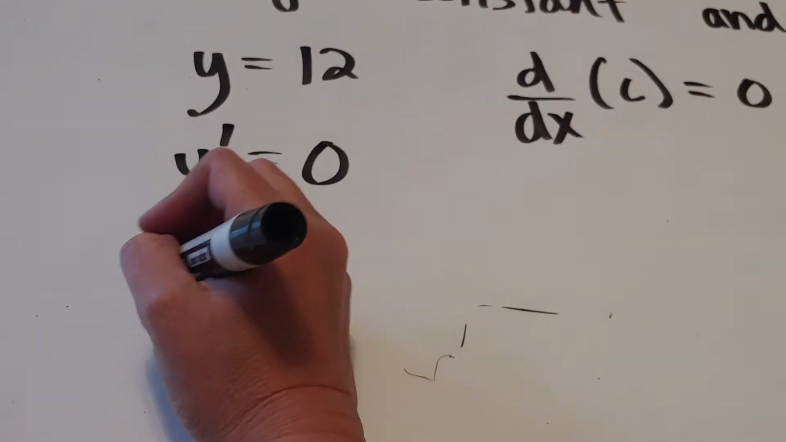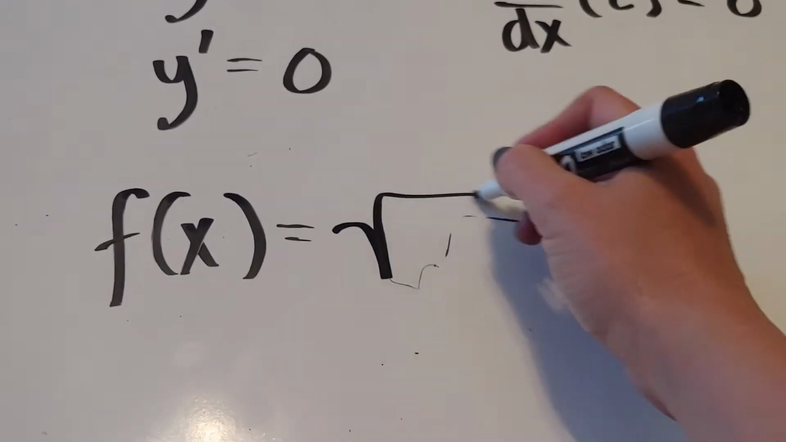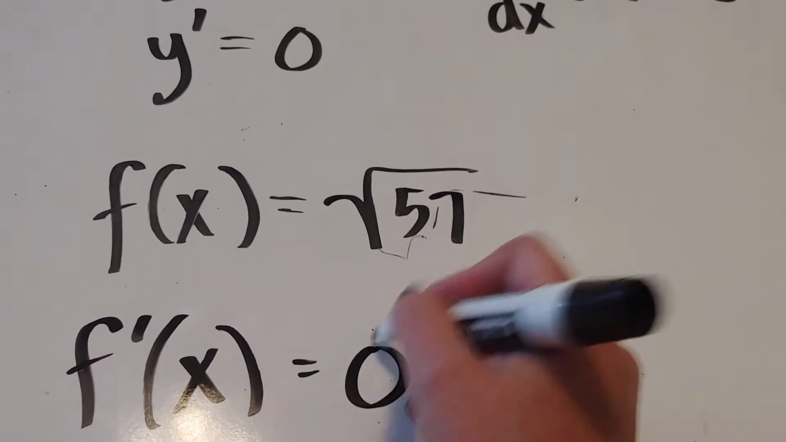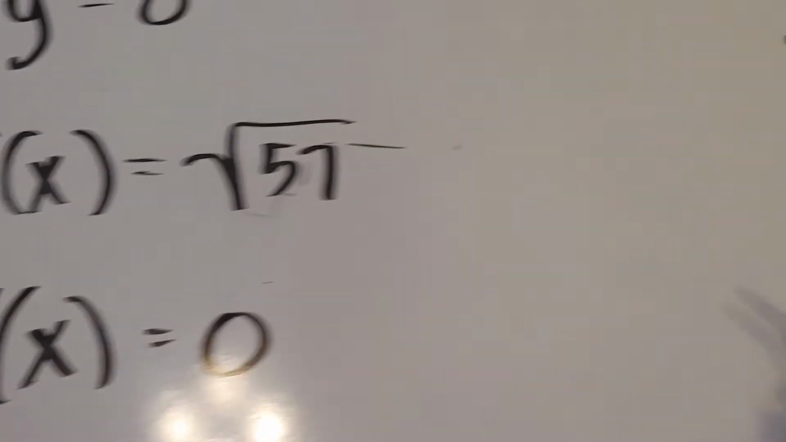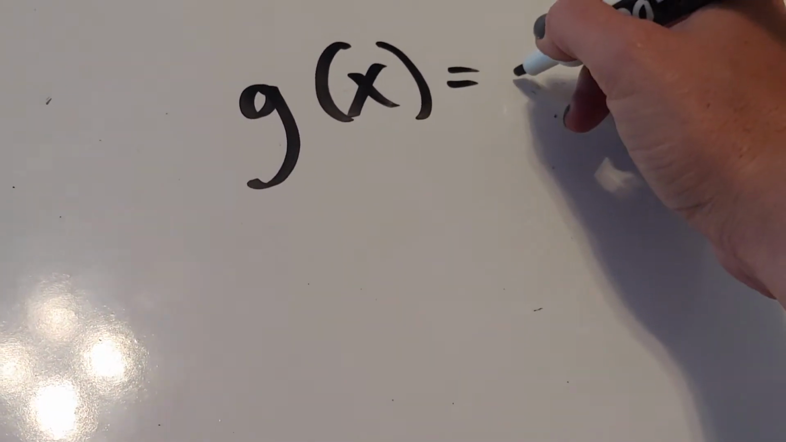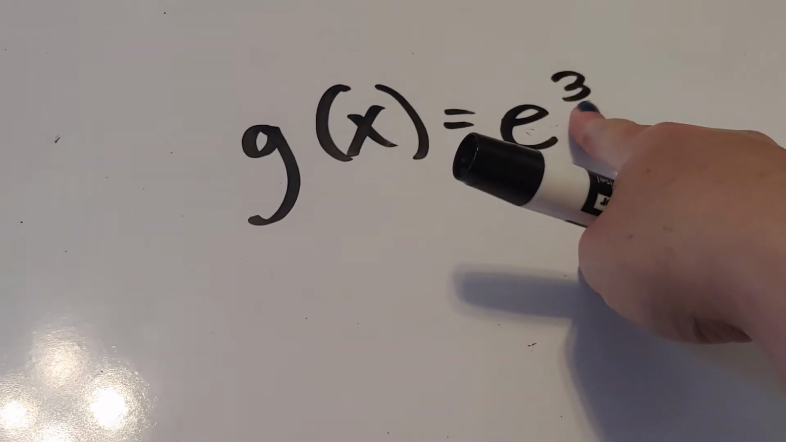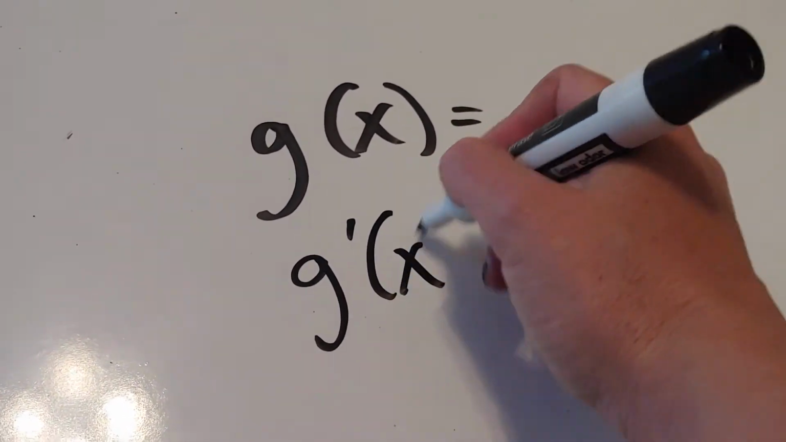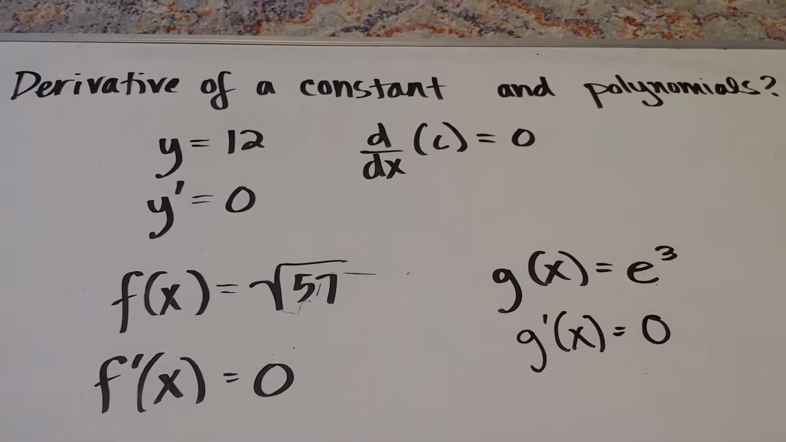It doesn't matter how funky the constant is. It could be the square root of 57. The derivative is 0. Probably the thing you'll see in the notes, and the textbook as well, which is the most confusing, is if they have something like e cubed. Well, e is a decimal. A decimal cubed is still a funky decimal. It's still just a number. So the derivative of e cubed is still going to be 0. So the derivative of a constant is 0.